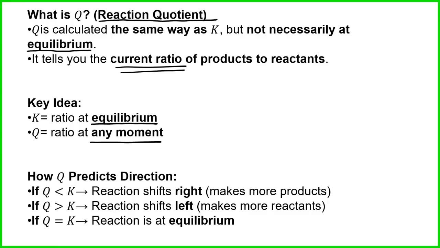If Q is less than K, the reaction shifts to the right, meaning it's going to keep making more products to get to equilibrium. If Q is greater than K, it needs to shift back to the left to make more reactants. And if Q is equal to K, the reaction is already at equilibrium. It doesn't need to shift in either direction. So with that example that you see underneath, we're going to compare Q and K.